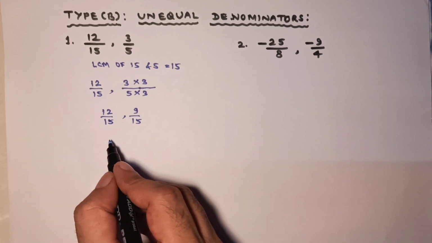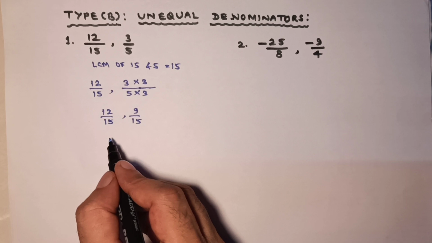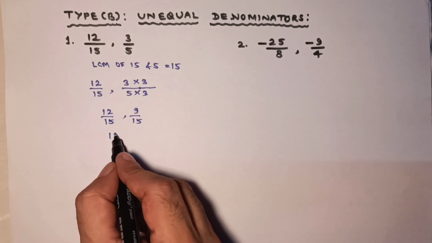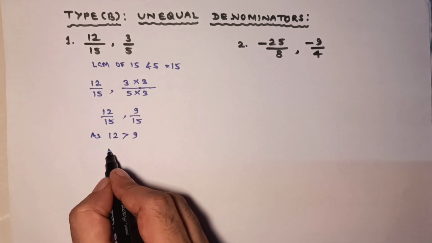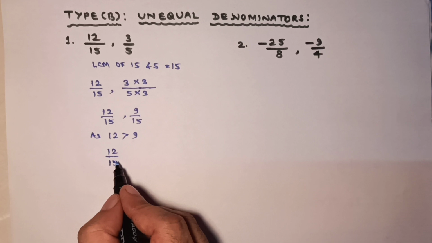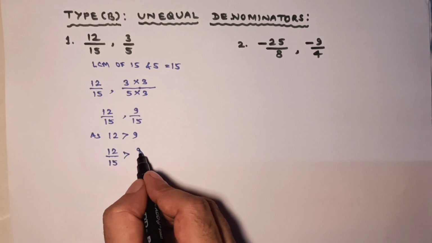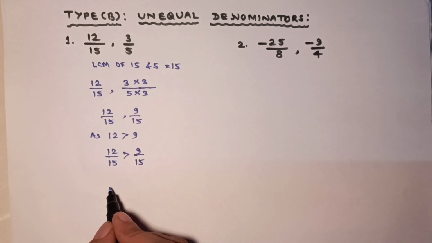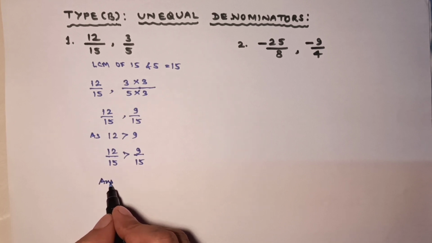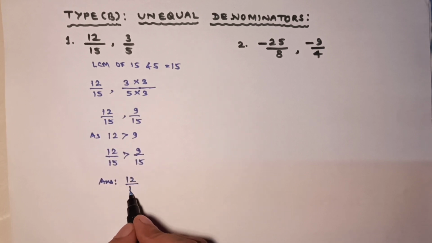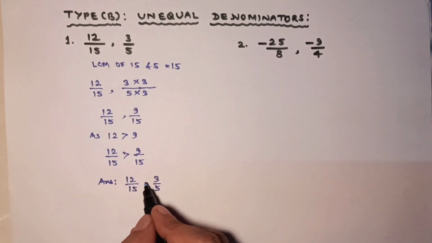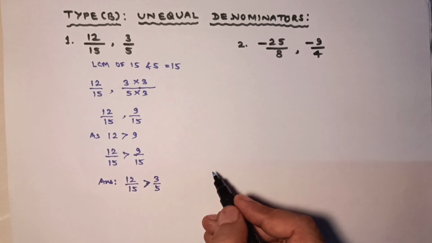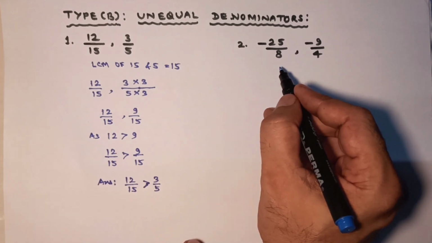Now you can compare easily. 12 is bigger and 9 is smaller. So as 12 is bigger than 9, 12 upon 15 will be bigger than 9 upon 15. So you got the answer. Your answer will be 12 upon 15, and 9 upon 15 is nothing but 3 upon 5, so it will be greater than 3 upon 5. Now go for the next question, the second question.